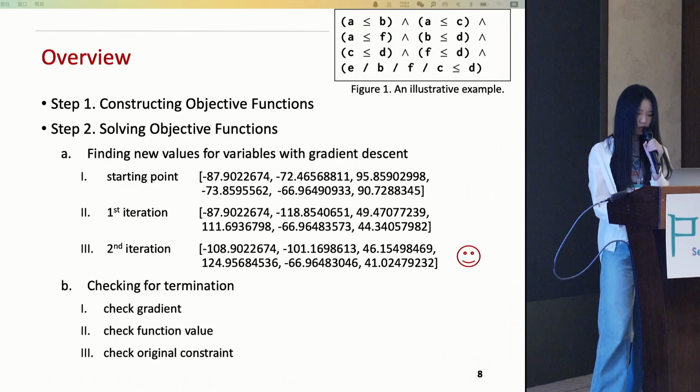First, we check whether the gradient of f at the current values of a to f is 0. If not, these values cannot attain the global minimum of f. Second, when the gradient is 0, we examine whether the value of f equals 0 under the current set values of a to f. If not, these values cannot be a model of the constraint. Third, when both the gradient and the value of f are 0, we apply the current values of a to f to the original constraint to verify its correctness.